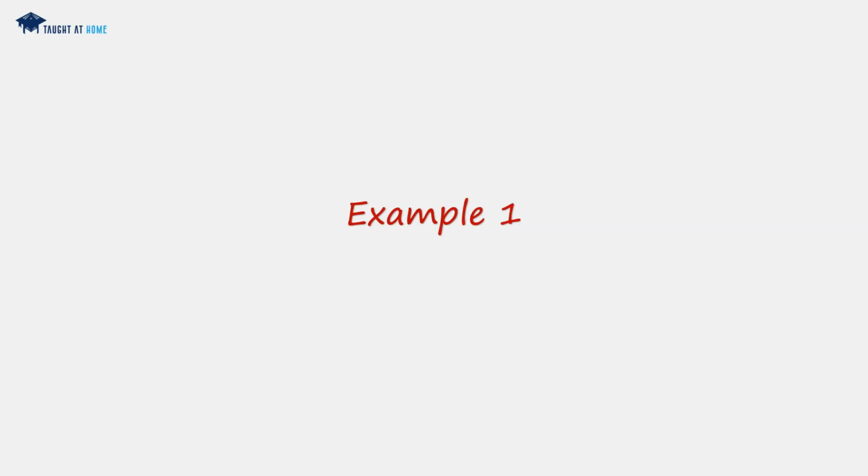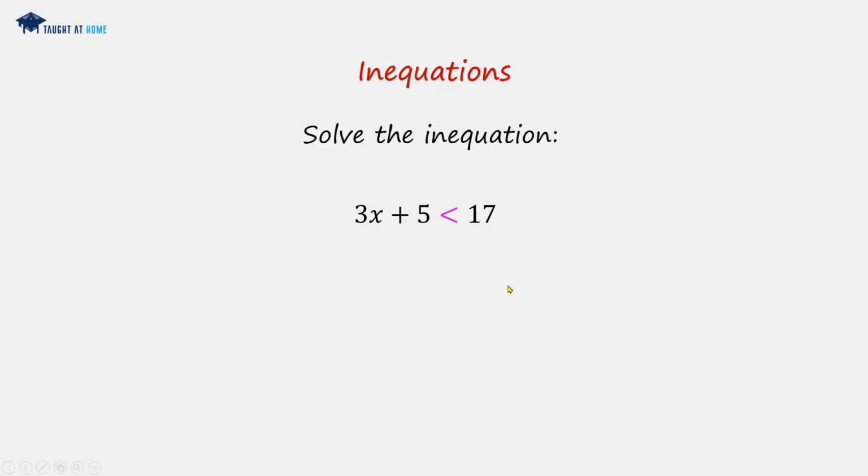So let's have an example of solving an inequation. Solve the inequation 3x plus 5 is less than 17. Just like we're solving a linear equation, we're going to solve for x here. So let us first of all subtract 5 from both sides, because now these cancel out. 17 minus 5 is 12.